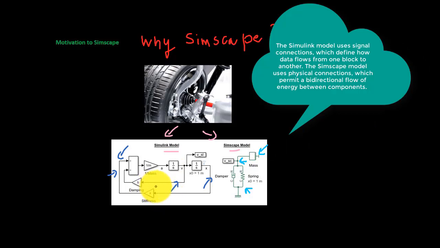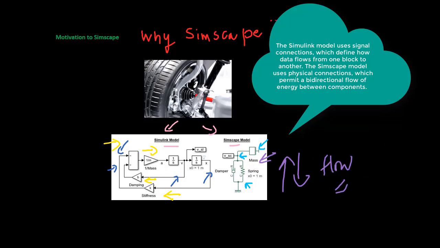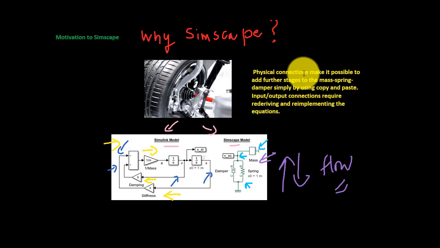The Simulink model uses signal connections, which define how data flows from one block to another. The Simscape model uses physical connections, which permit a bidirectional flow of energy between components. Physical connections make it possible to add further stages to the mass-spring-damper simply by using copy and paste. Input-output connections require re-deriving and re-implementing the equations.